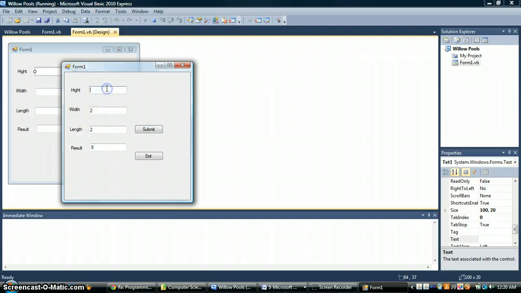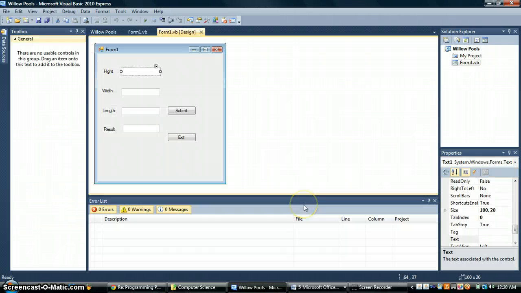And we can put in any numbers we want here. So 10 and 4. And then the exit button works as well.